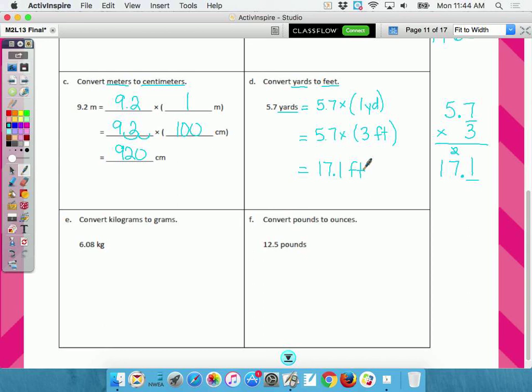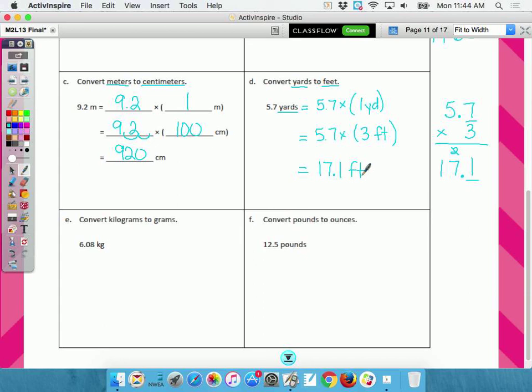So the answer to how many feet are in 5.7 yards? 17 and 1/10 feet. Now something I wanted to show you. This is kind of clever with the abbreviations. If you get confused, here's something you can look at. The first two labels match and the second two labels match. Okay? So that can help you if you get confused all of a sudden.